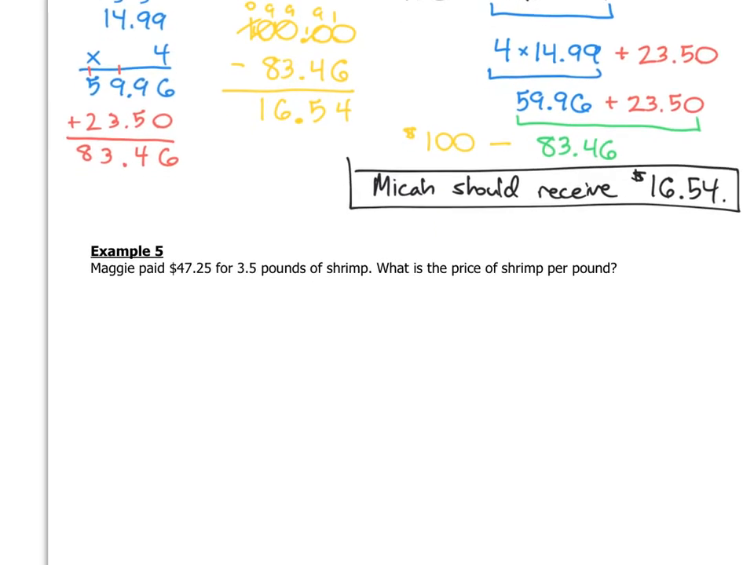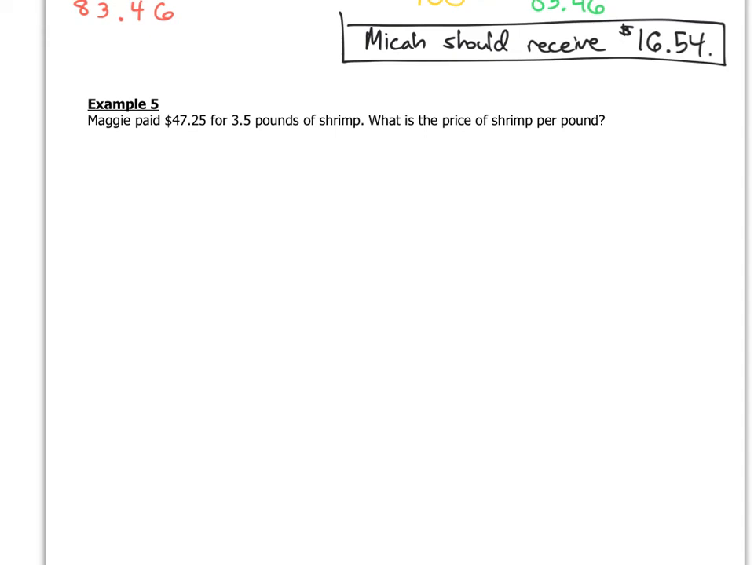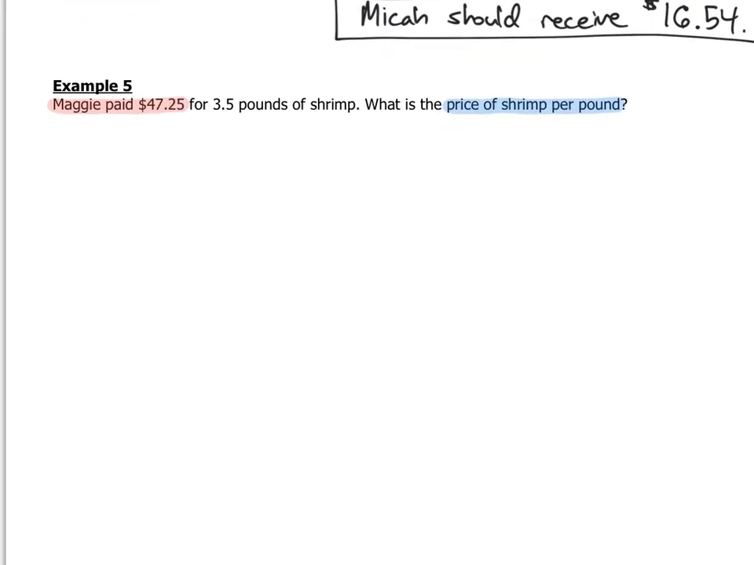Okay, my last problem, number 5, says that Maggie paid $47.25 for 3.5 pounds of shrimp. What is the price of shrimp per pound? This problem is not asking us to find the total. It already gave us a total. It says that Maggie paid $47.25. What we're asked to find is the price per 1 pound of shrimp. And so that means this is going to be the opposite of what we did in problem 3. This is going to be a division problem.